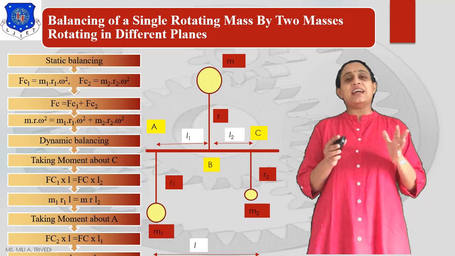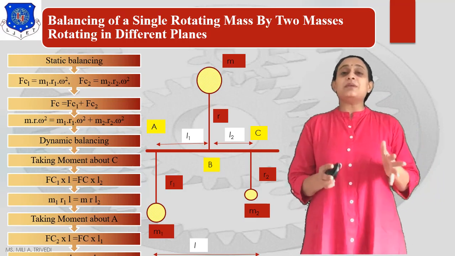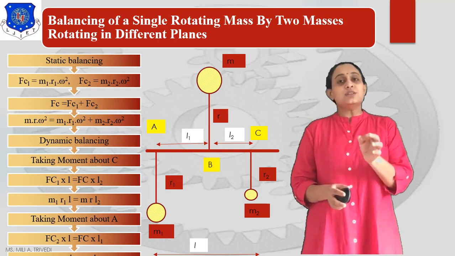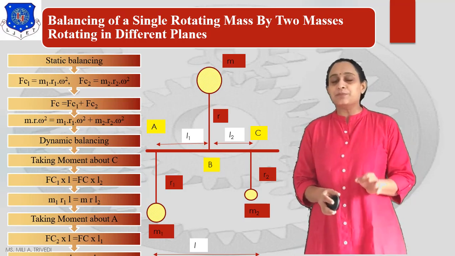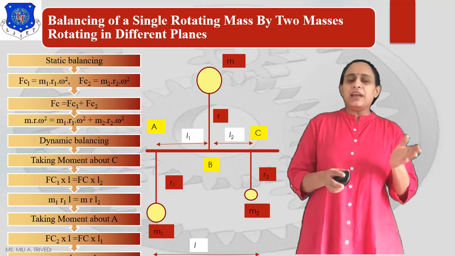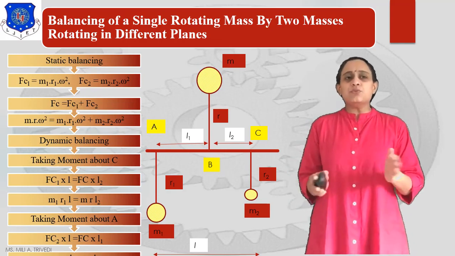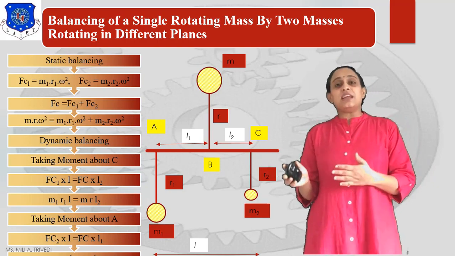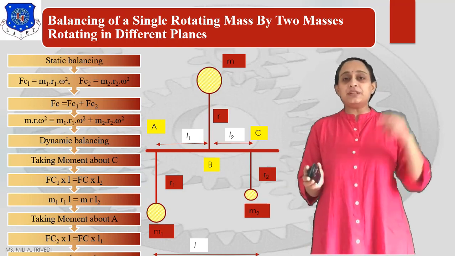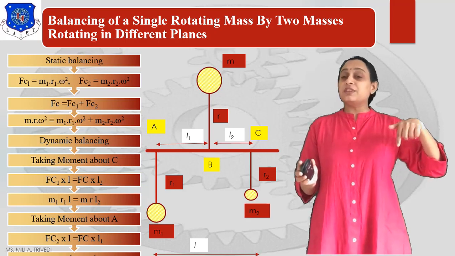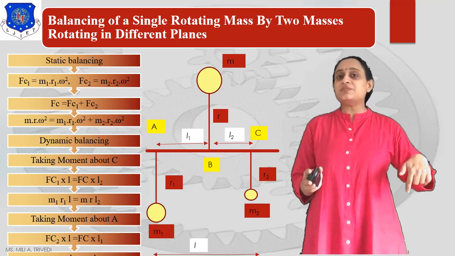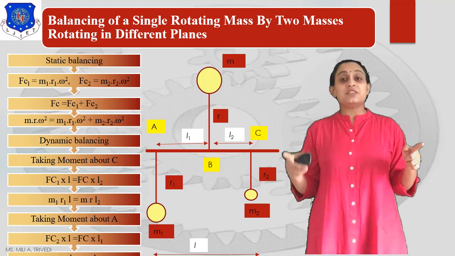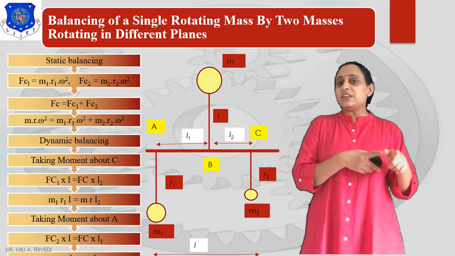Now let us assume the dynamic balancing. What is the dynamic balancing? The dynamic balancing part is that we need to consider the moments that tend to apply on the system. Now let us assume the A or C plane. Let us first of all take the moment about the C plane. So if we are taking the moment about the C plane, what will happen? The force with respect to the mass m1 is Fc1. So Fc1 into the perpendicular distance with respect to the plane C, which is L. We can say Fc1 into L.